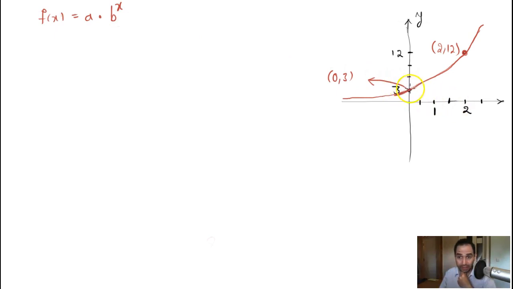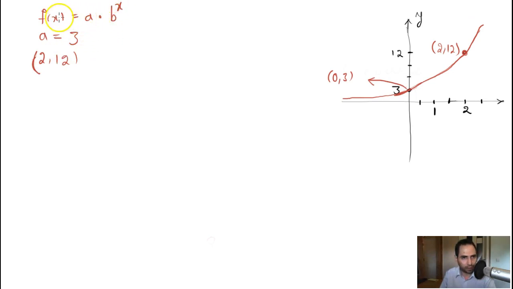Basically this is the value of your a. So here your a is equal to 3. And well, x is x, you don't need to worry about x. So I want to write the expression of this function, an equation for this function. Your a, you know that it's equal to 3, and you have another point on the graph of the function, which is (2, 12).